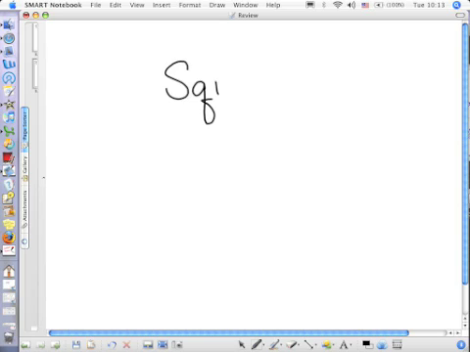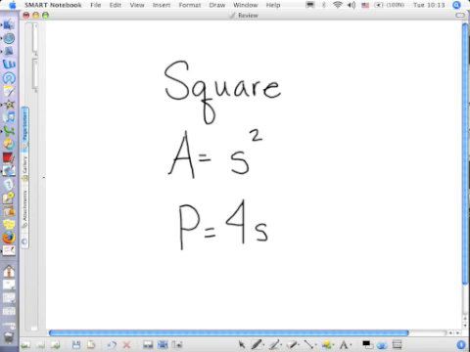Squares. What's the area of a square? Side squared. What's the perimeter of a square? 4 times each side. Some of you got those mixed up on your last test. The area is side squared. The perimeter is 4 times s.